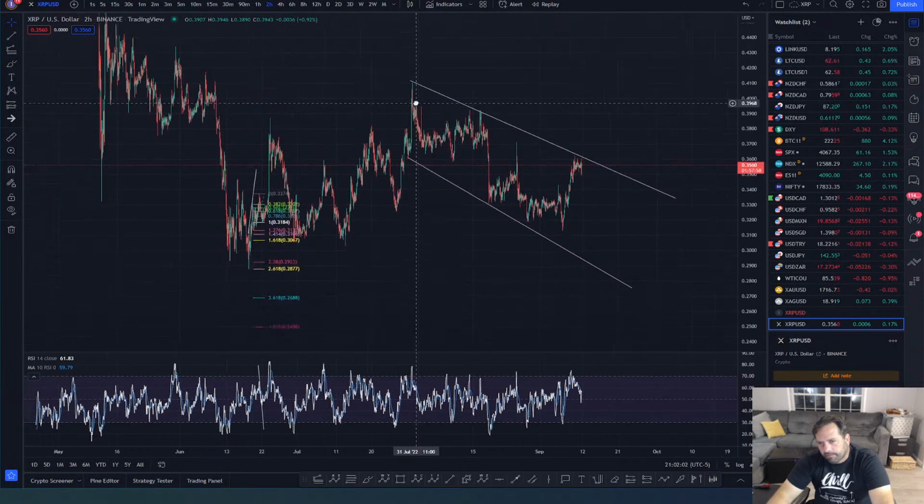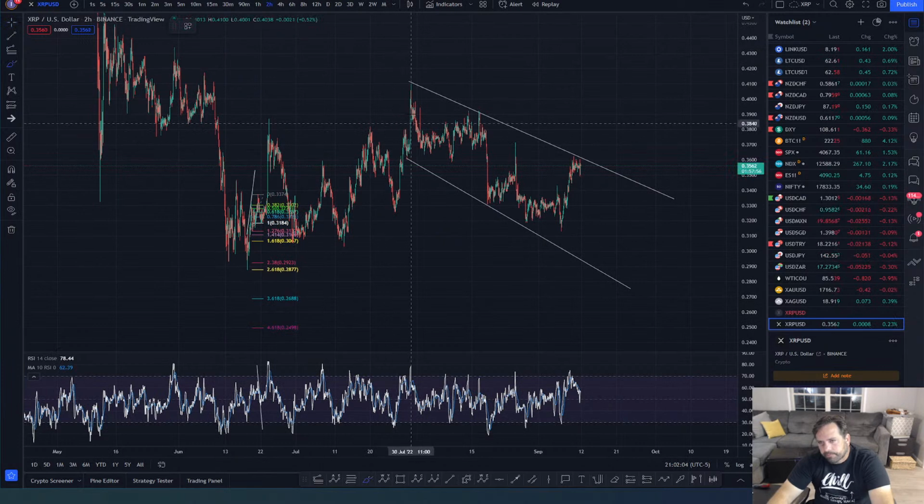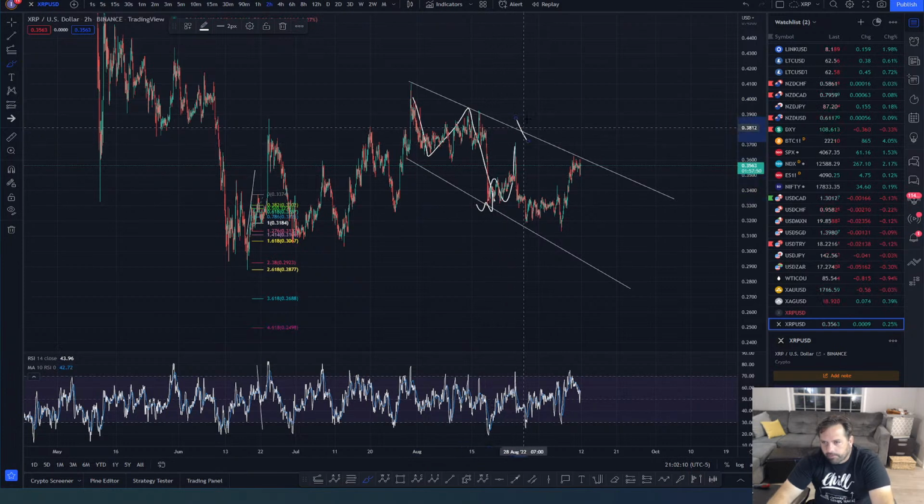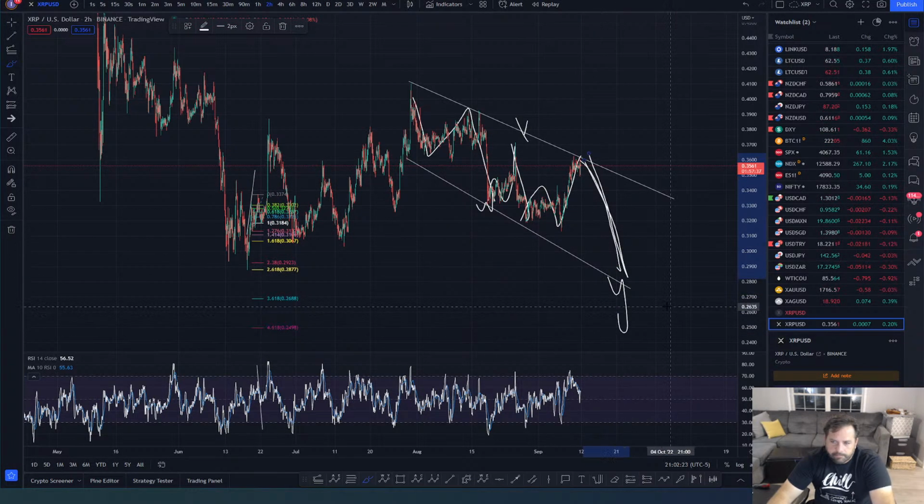You can see you've got a 3-wave move right there. It's a W. You got a 3-wave move. There's your X. And now we got 5. See the flat right here? 3 and 5. There's your Y wave. We're looking for a 5-wave down.